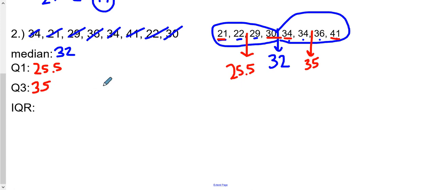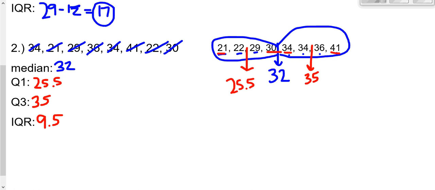Now that I've got those, I can find my IQR, which remember is big minus small. We have Q3, 35, minus Q1, which is 25 and a half. So when I take 35 and I subtract 25 and a half, I get 9 and a half. So 9.5. That is my IQR for this data set.